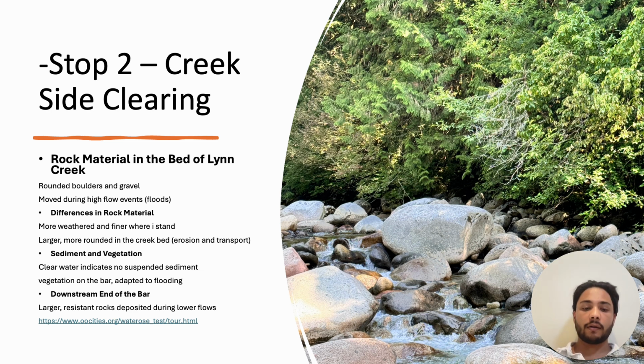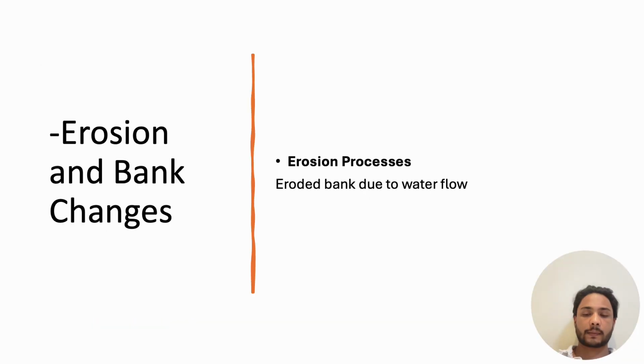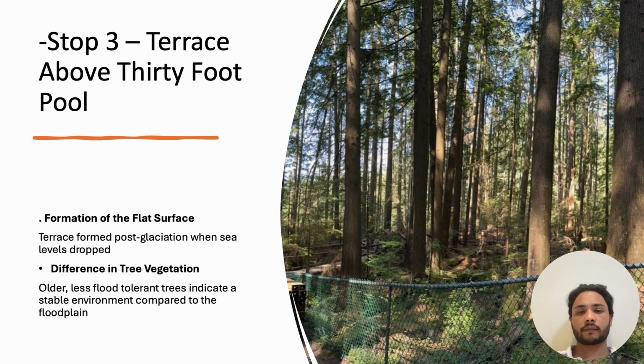Here we can see the erosion and the bank changes. The bank changes and erosion are all due to the differences in the velocity, the speed, of the water. When the water flows at a higher speed, the erosion and bank changes occur because it carries more sediments, the particles that reside in the bank.